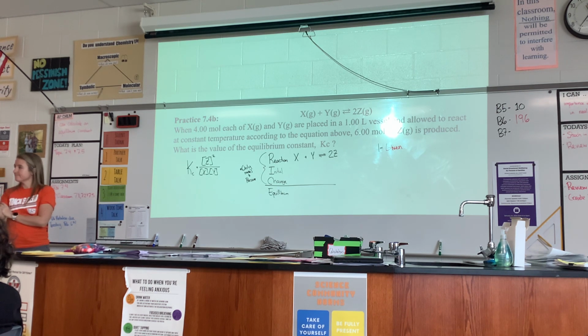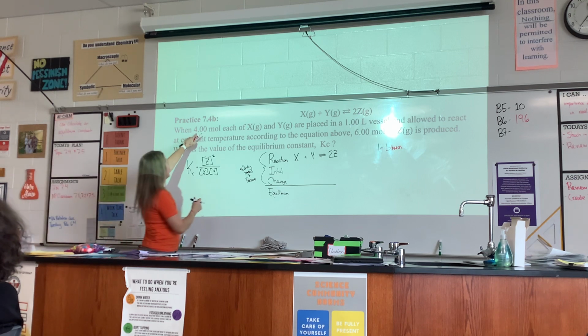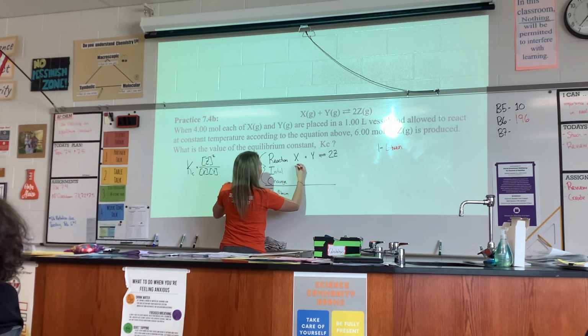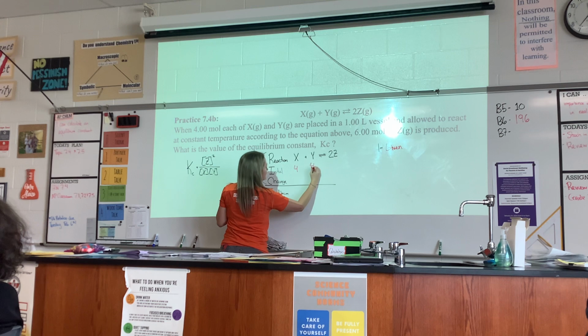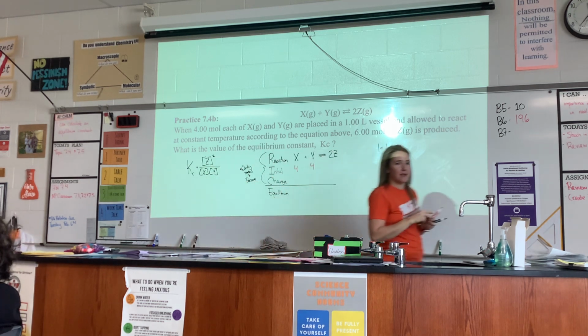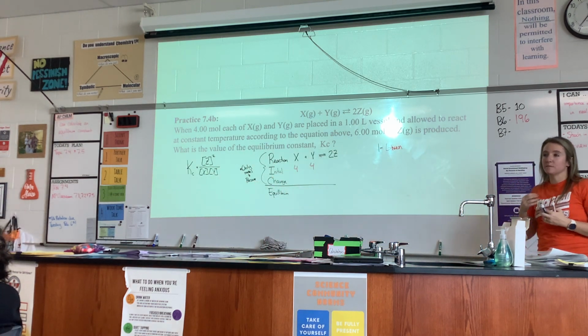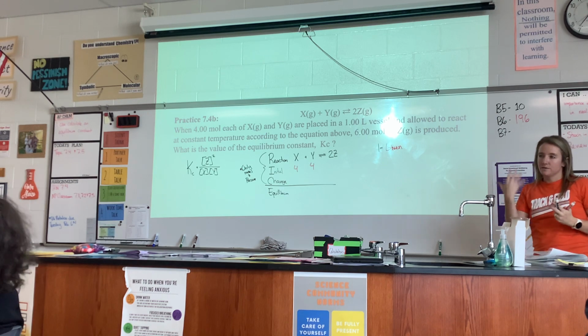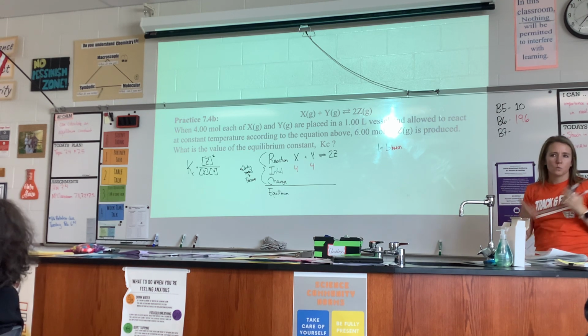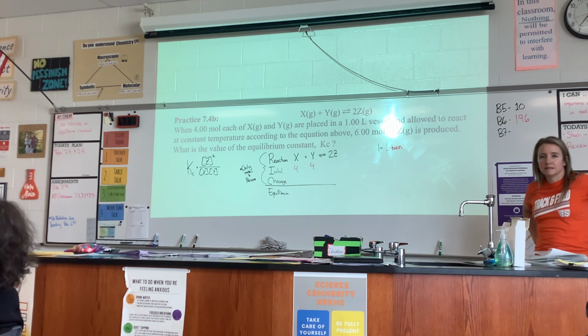4 moles of X, and perfect. Initially, I'm starting with, in red, 4 of these and 4 of those. Thanks, Alex. I missed my piece of that. Right, so the problem told me we're starting with 4 moles of X, 4 moles of Y. What else is given in the problem?